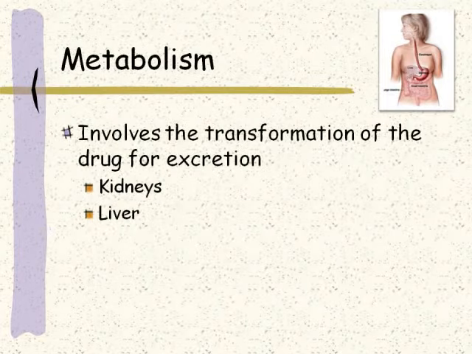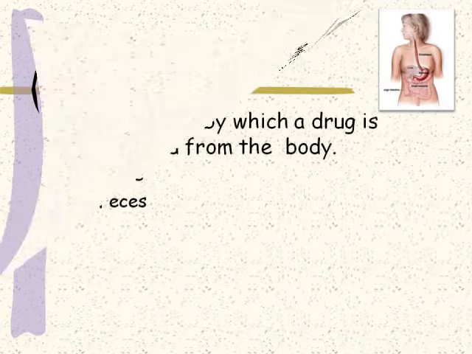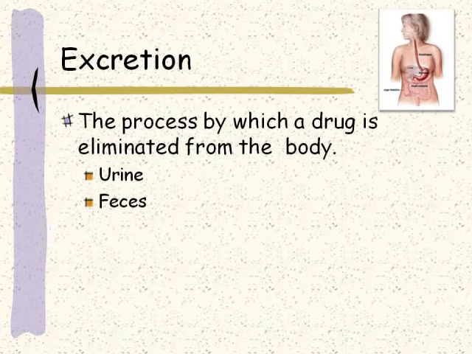Metabolism involves the breakdown of the drug, transformation, getting it ready to be excreted from the body. And that's done mainly through the kidneys and the liver. And then excretion has to do with the urine and the feces itself.